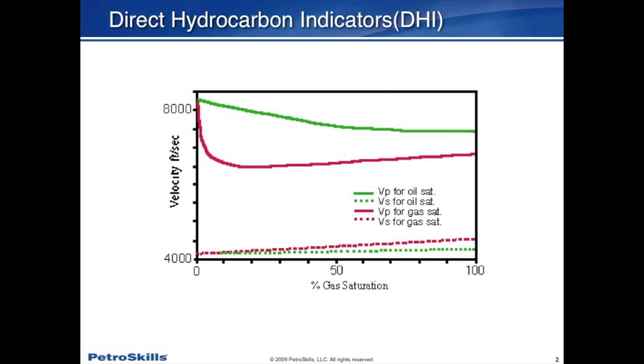Hi, I'm Tom Temples again, and in this module we're going to discuss how we recognize direct hydrocarbon indicators. In addition to being able to map structure on our seismic data, a lot of times we can directly see the presence of hydrocarbons. So I want to give you some information on how to recognize the different types of hydrocarbon indicators and what they look like on seismic data.